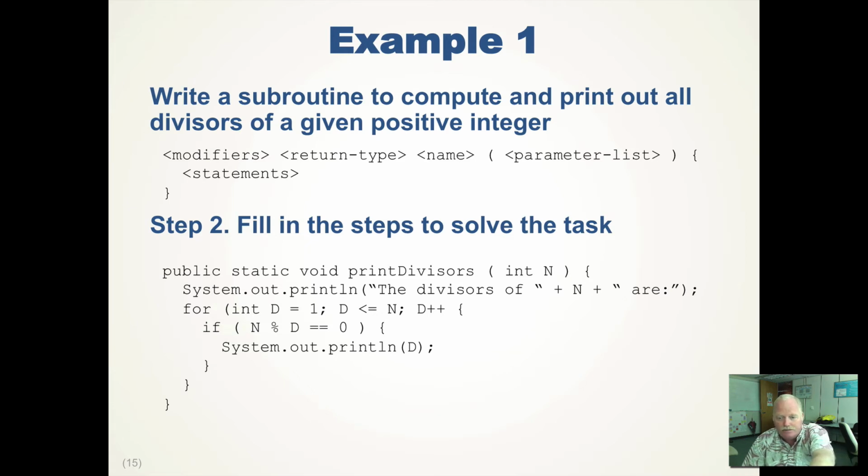So it says the divisors of negative, whatever value n is, are, and it prints out nothing because there are no divisors of a negative number. Now maybe we would want to check that and maybe do something different later on.